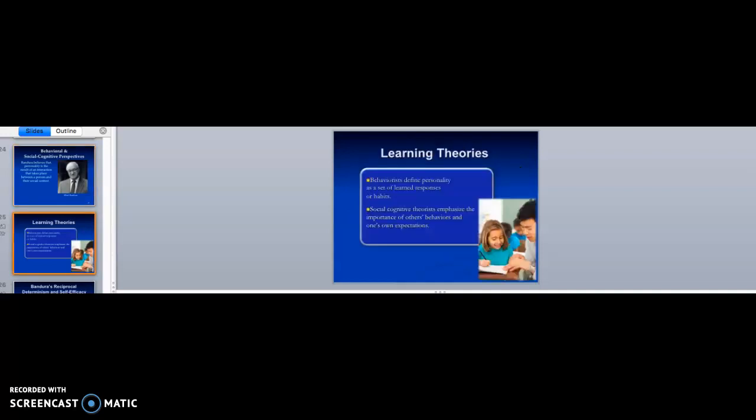So, he was very big on the learning theories end of things. And we talked about this when we talked about the chapter on learning, and just stating that basically behaviorists are defining personality as a set of learned responses or habits. That's how they characterize personality. It's how we've learned to respond and our habits we've formed. That's the more behaviorist end of it. And then the social cognitive end of it emphasizes the importance of others' behaviors and one's own expectations.